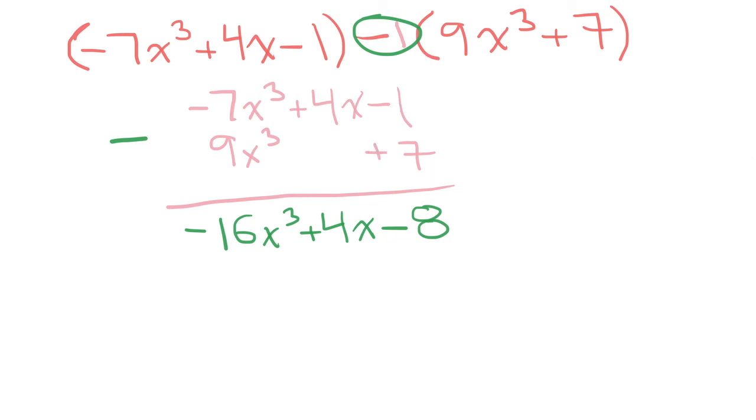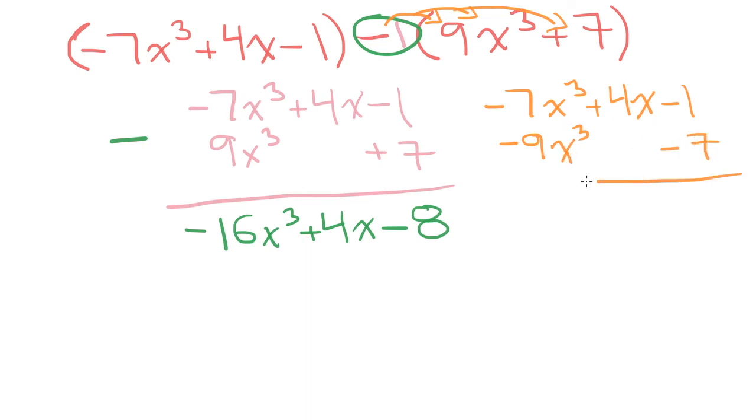There are students that like to distribute this negative 1 against everything. They like to do that, and this is what they write. So I'll just show you the 2 different versions. Why not? Nothing wrong with that. If I distribute that negative, some kids like to do this. I'm distributing that negative, and now they aren't subtracting anymore because I've already distributed it.